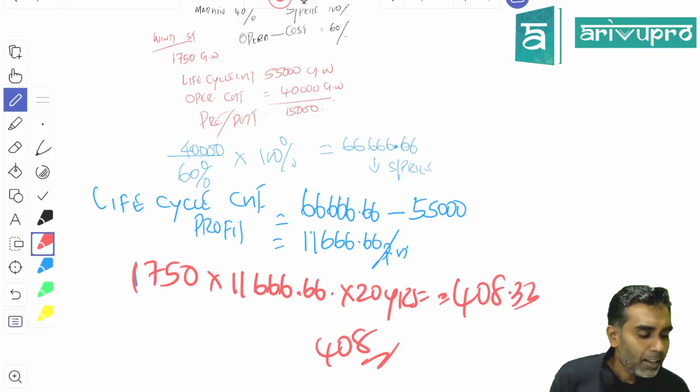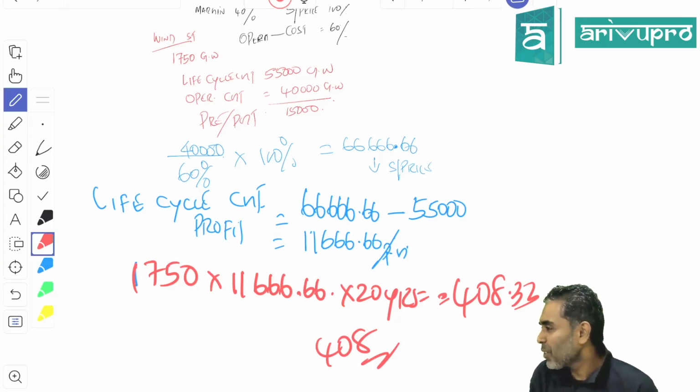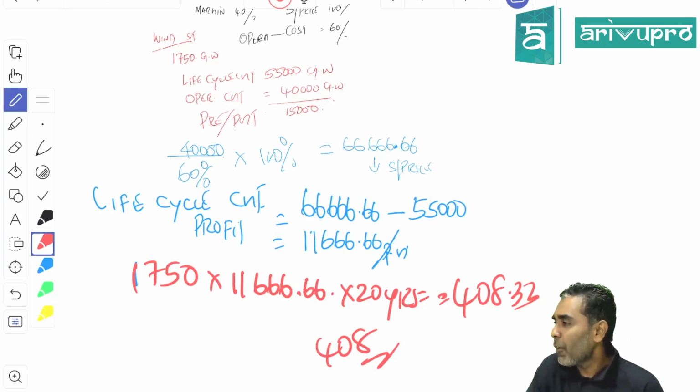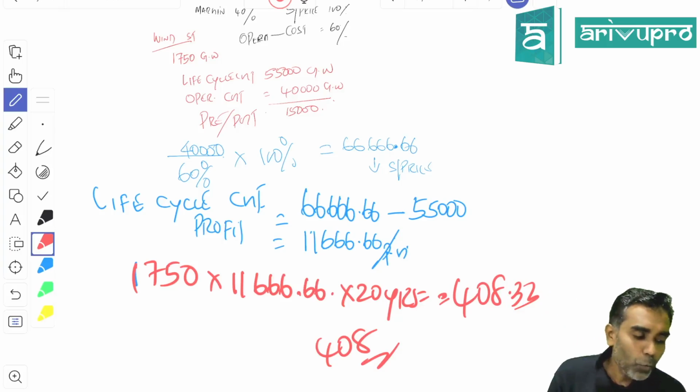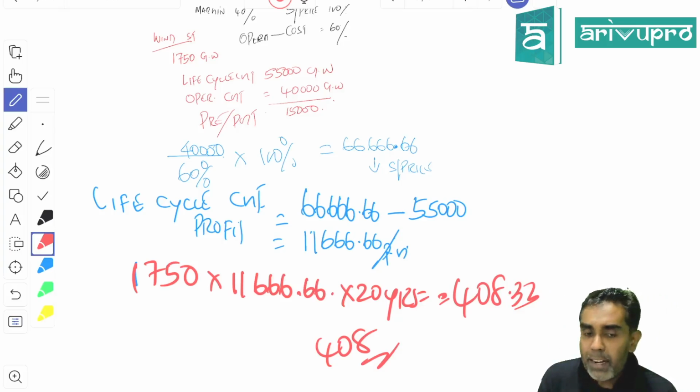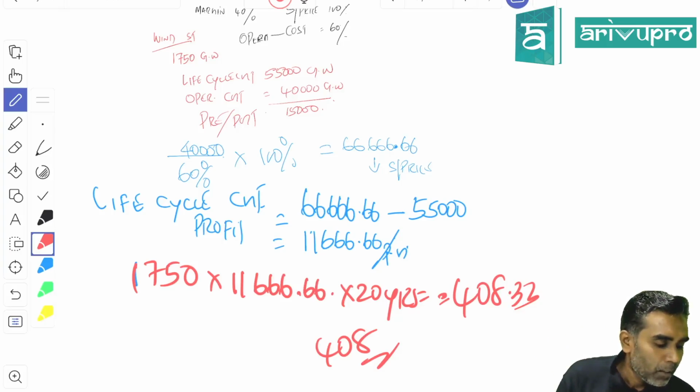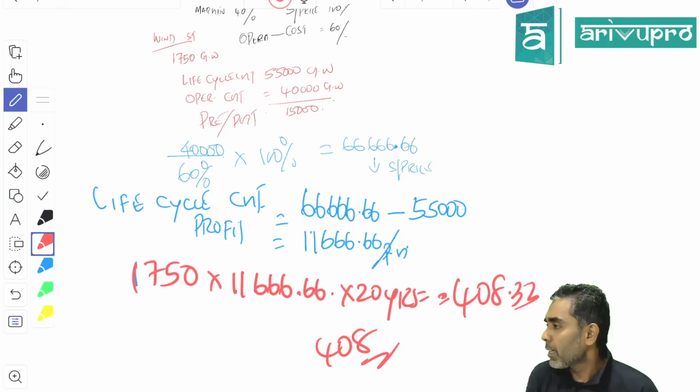Last answer, it provides useful data for short-term decisions. Are we using it for the short term? No, the entire life cycle. If you look at that nuclear example, it's all about 40 years' time. Therefore, what would be the correct answer? 1 and 2. So B would be the correct answer.